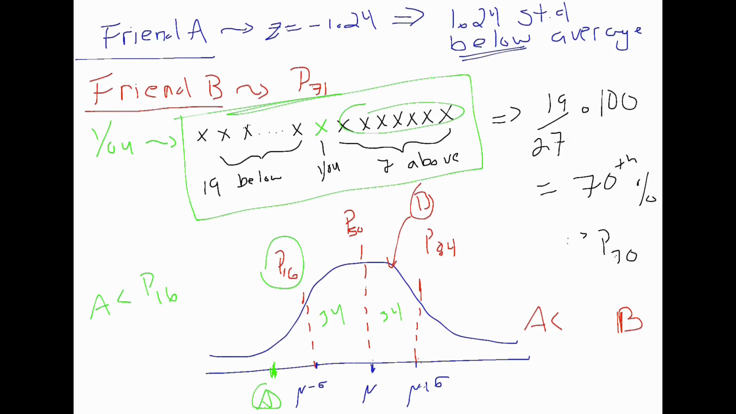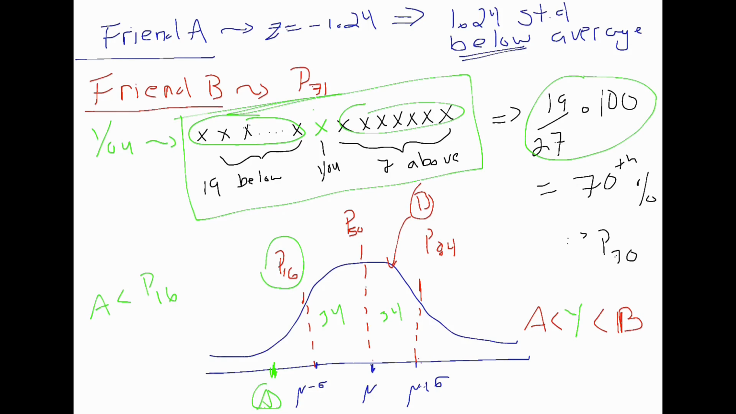To get 27 total people, remember, if there's 7 above me, then there's me. How many are left to be below me? The answer is 19. So to find the percentile that I finished in, knowing that I beat 19 people, I divide 19 by 27 and find the percent. 19 over 27 times 100 actually only gives me about the 70th percentile, which is just a little bit below the 71st percentile. So who did best on the test?